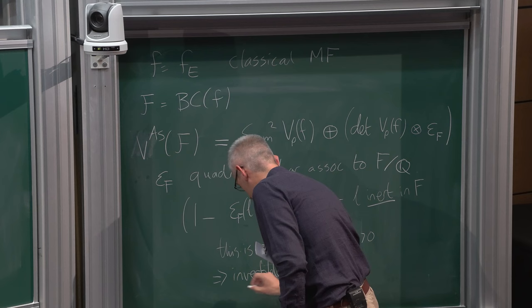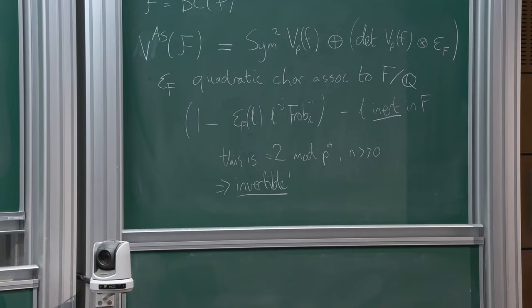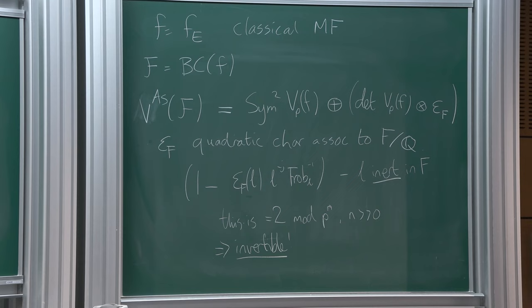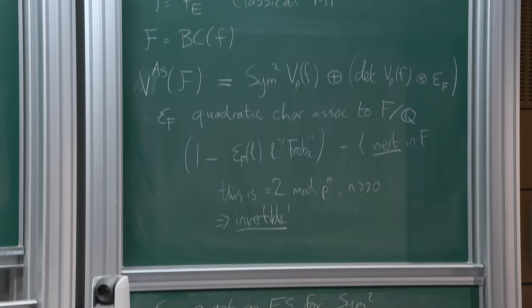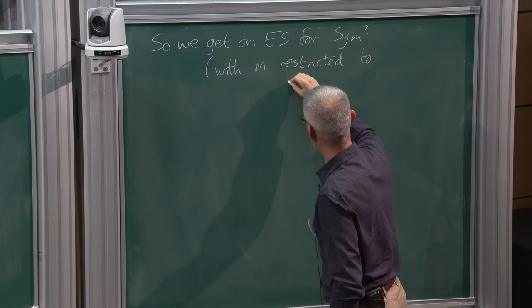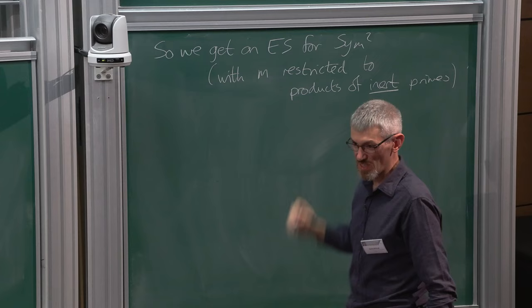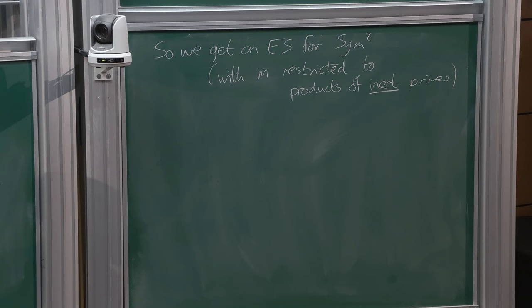So we can get rid of this horrible parasitic factor and produce an Euler system for the symmetric square. So m is restricted to products of inert primes. But that's minor and doesn't get in the way when you want to use this to bound Selmer groups. So p is odd, or you give away a factor of two in the Selmer bounding, which is not a problem.